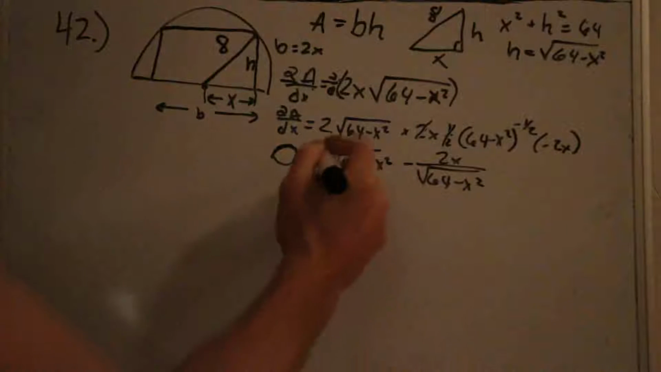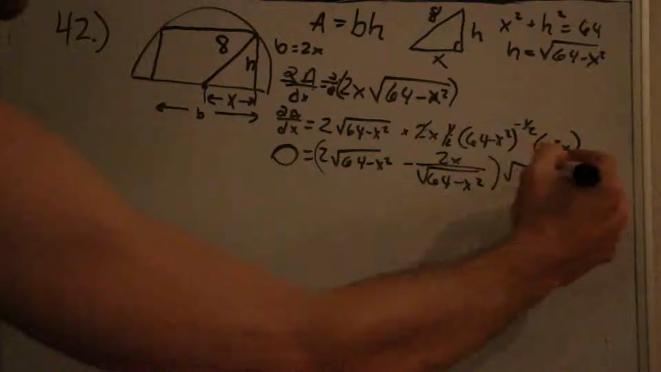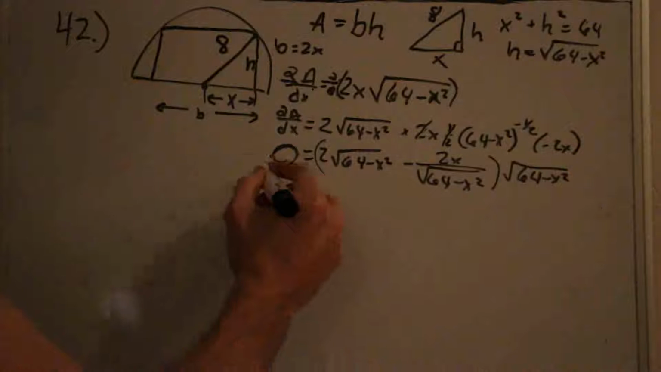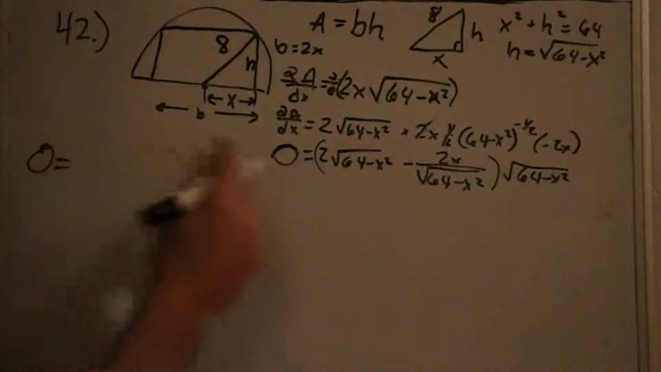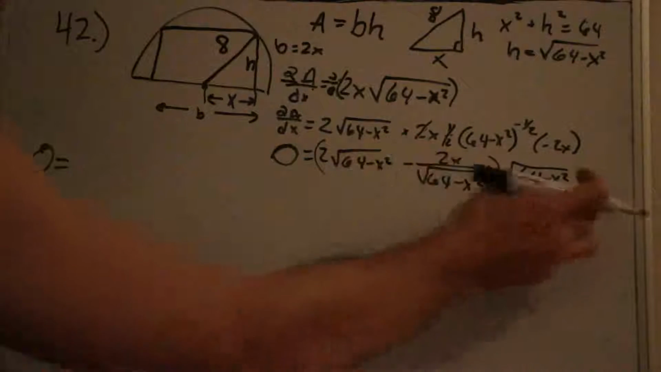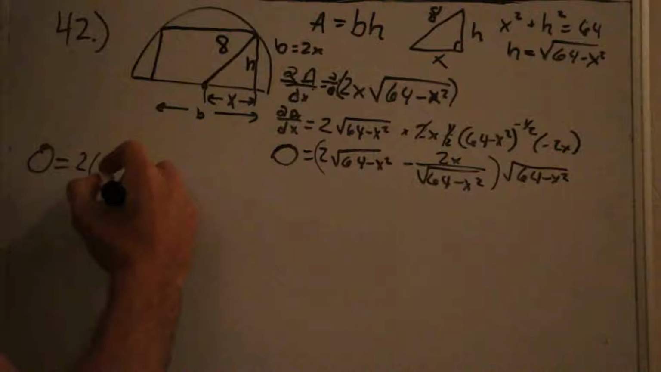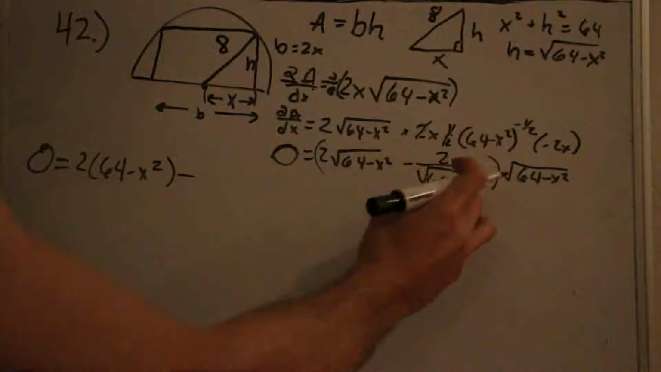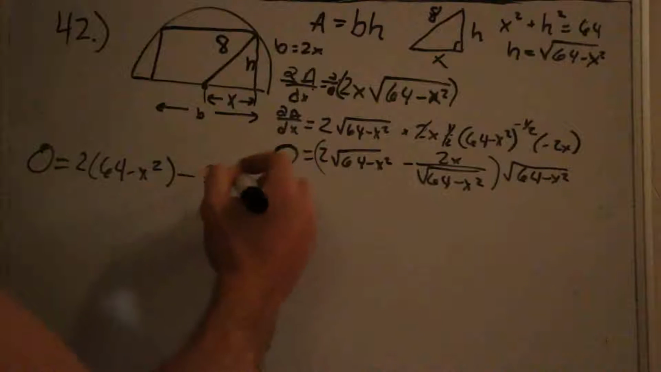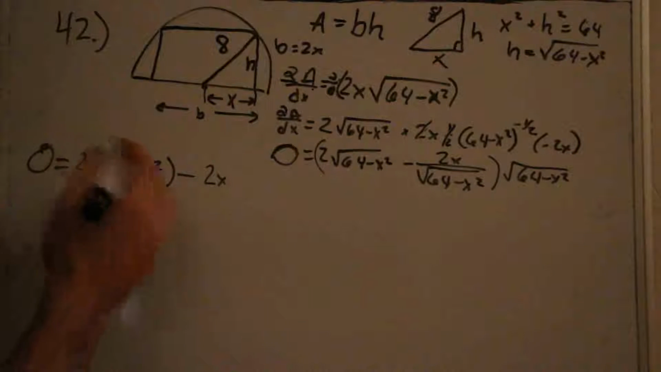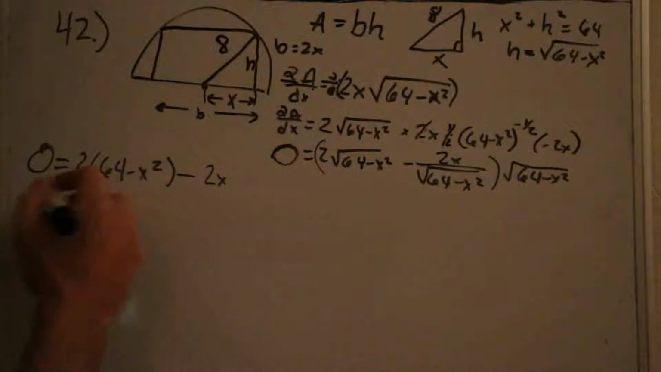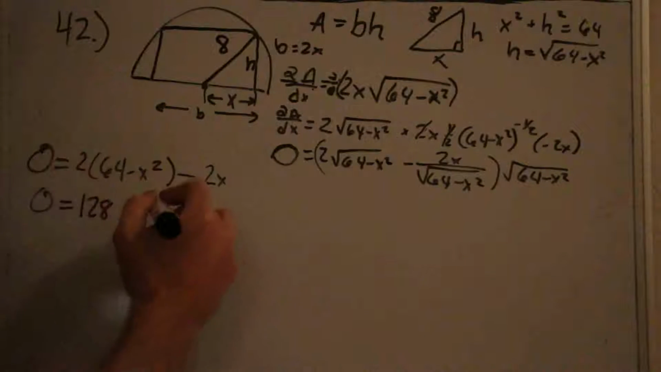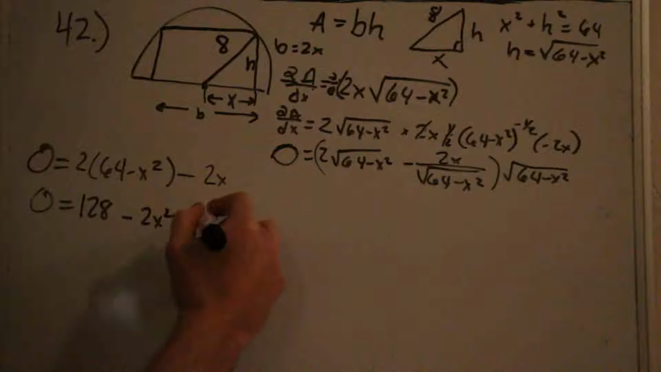So to solve for x, I'm just going to multiply this whole thing by the square root of 64 minus x squared. It's going to make my life easier. This then becomes 0 equals 2 times the radical of this times another radical is just going to be 2 times 64 minus x squared, minus, there's a radical on the bottom, radical on the top, so it's just minus 2x. Okay, that's cool. So now I just want to solve for x, so I'm going to simplify. This becomes 0 equals 2 times 64 is 128, minus 2 times x squared is negative 2x squared, minus 2x.